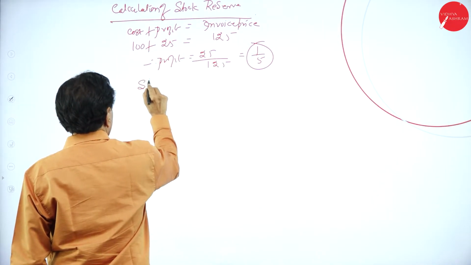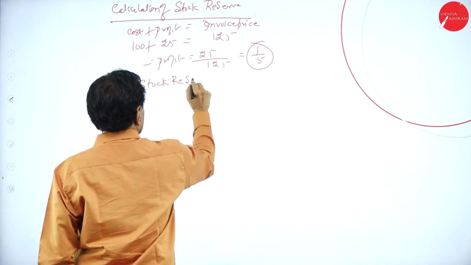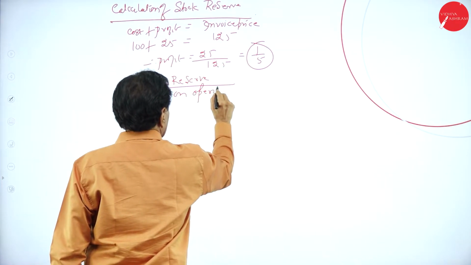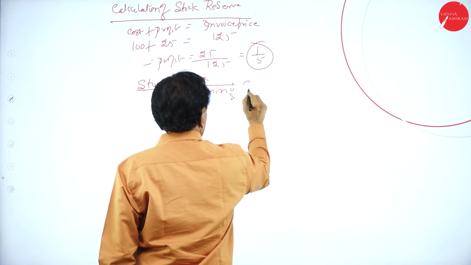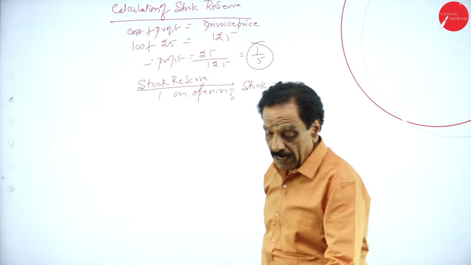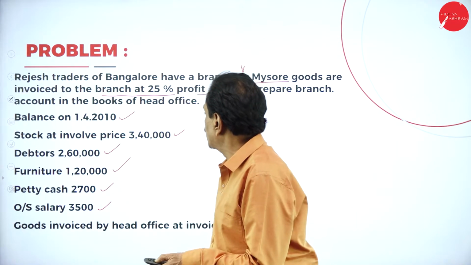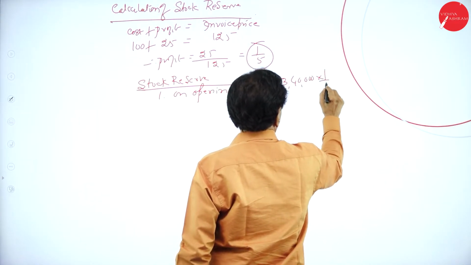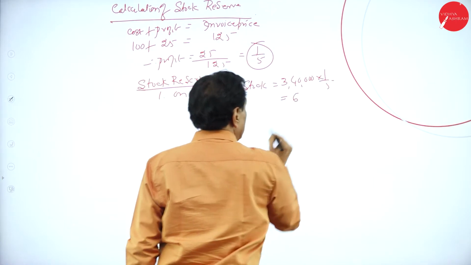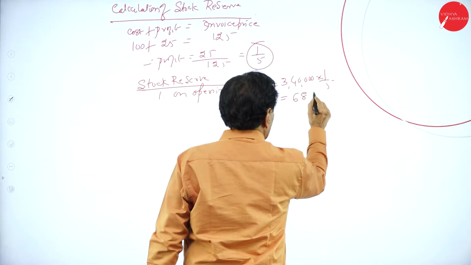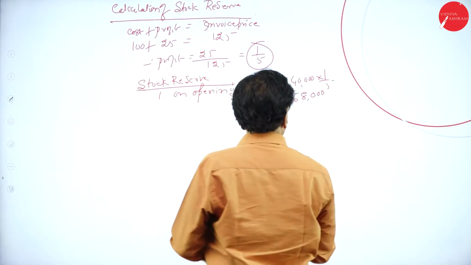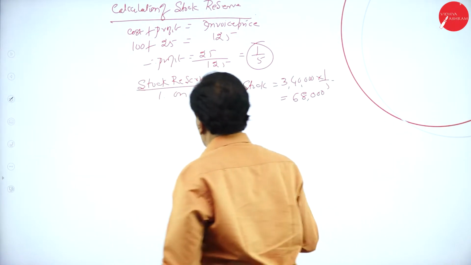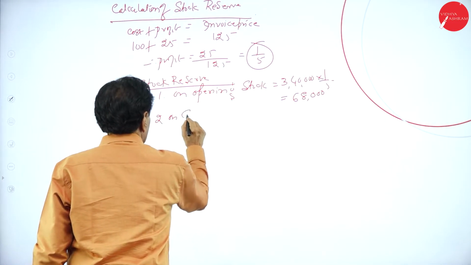Number 1, on opening stock. What's the value of the opening stock here? We started on 1/4 with 3,40,000. 3,40,000 into 1/5: 5 6s are 30, 4 remaining, 5 8s are 40, followed by 30, that is 68,000. On number 2, goods sent to branch.